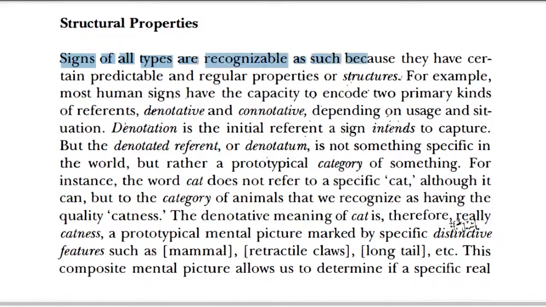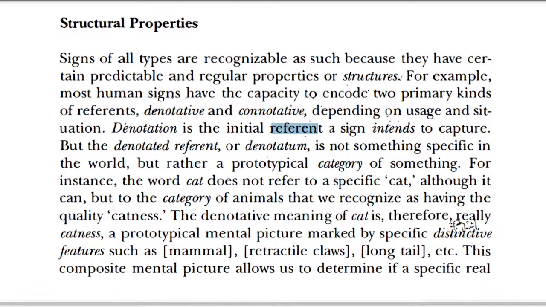Signs of all types are recognizable as such because they have certain predictable and regular properties or structures. For example, most human signs have the capacity to encode two primary kinds of reference, denotative and connotative, depending on usage and situation. Denotation is the initial referent a sign intends to capture, but the denoted referent or denotatum is not something specific in the world, but rather a prototypical category of something. So again, the sign of a cat, when we say the word cat, it's not a particular cat, but a prototypical category of that referent, the cat.